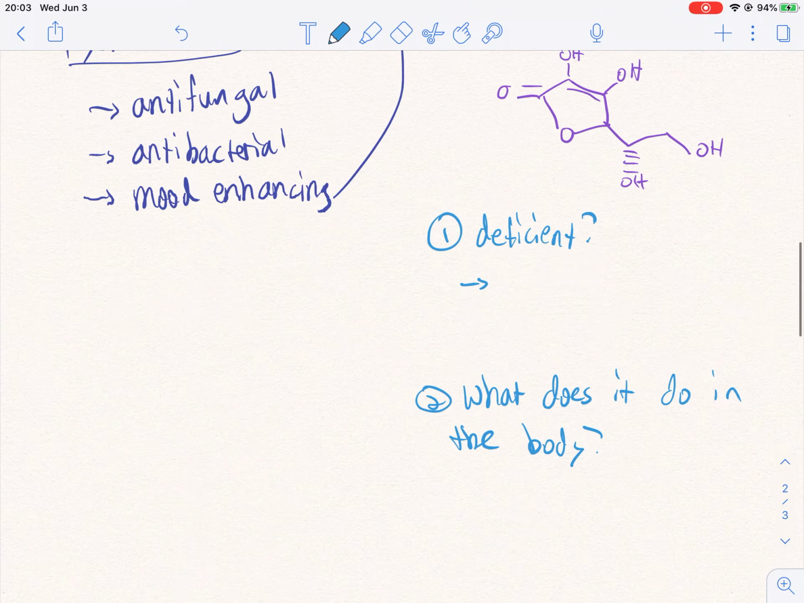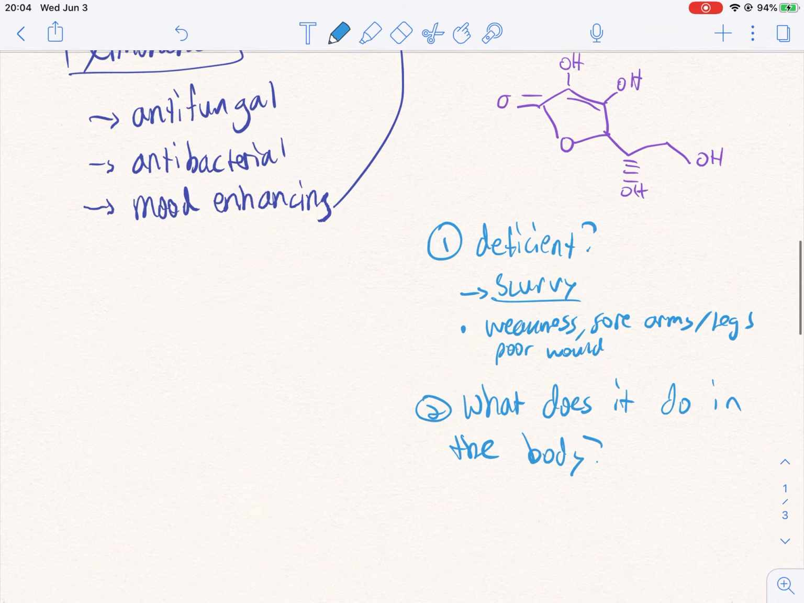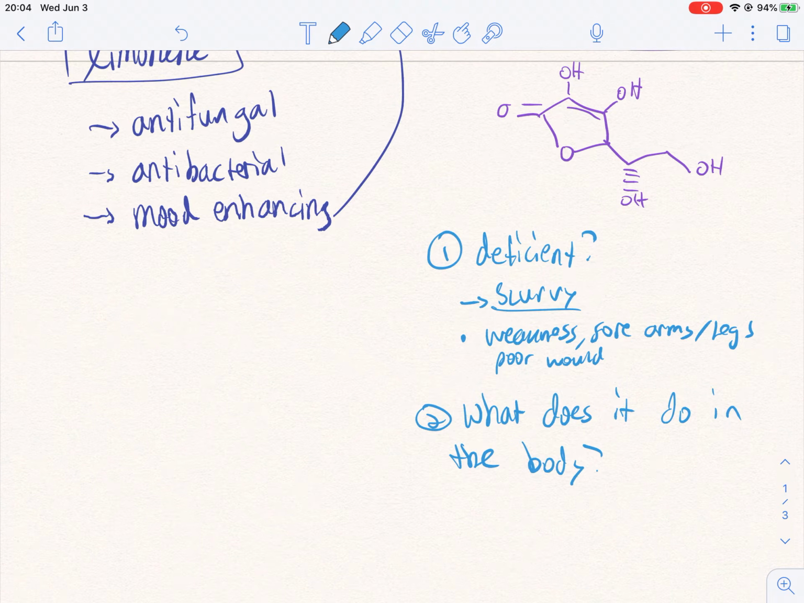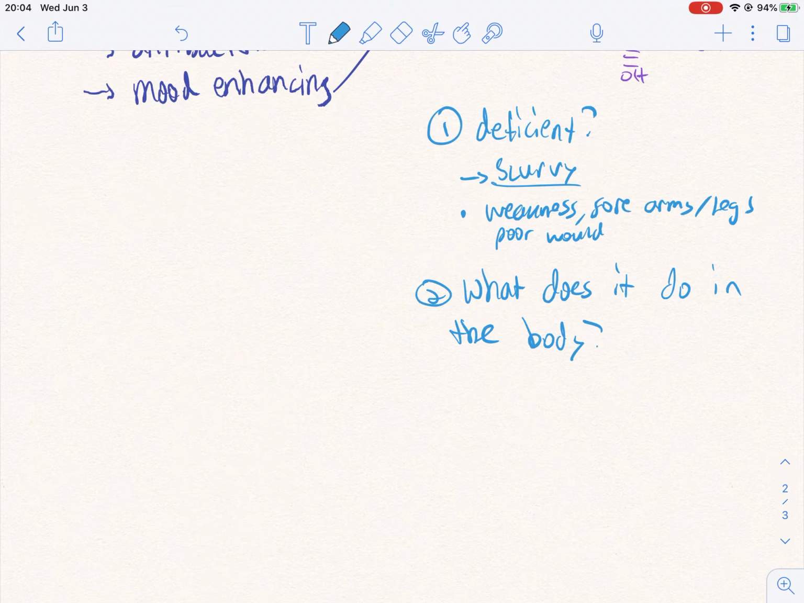When you have a vitamin C deficiency, it is called scurvy. We hear that word a lot with pirates who would go out to sea and wouldn't get their fruits, and so they'd get scurvy. And scurvy presents itself as weakness in the body, sore arms, legs, poor wound healing, and a high infection rate. So it's important that we don't have scurvy, which is why we need vitamin C. I'd love to go deeper into the mechanisms, but that's not this video.